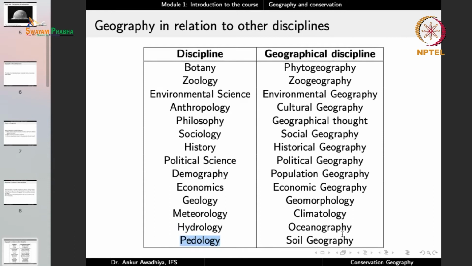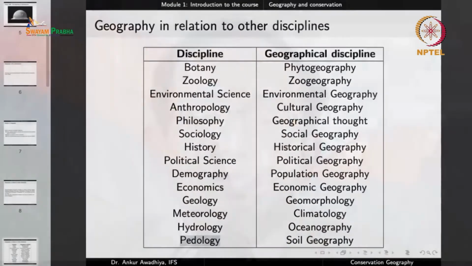Pedology is soil science, and here we have the related subdiscipline of soil geography. What are the soils that are found in India or in the world? Where is a particular kind of soil found? For example, where is black soil found? Or where is forest soil found? Or where is arid soil found? And the third question is, why is it found there? Why do we have arid soil in Rajasthan? Why do we have black soil in Gujarat? So here we are asking about the areal differentiation related to the science of soils. And so we have soil geography.